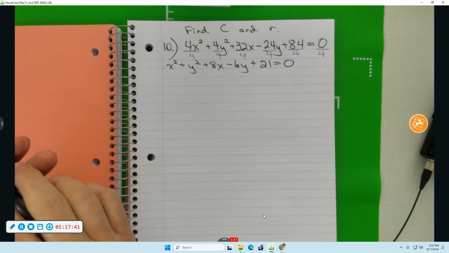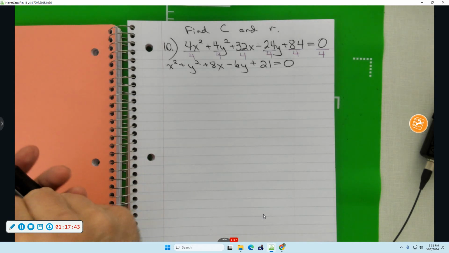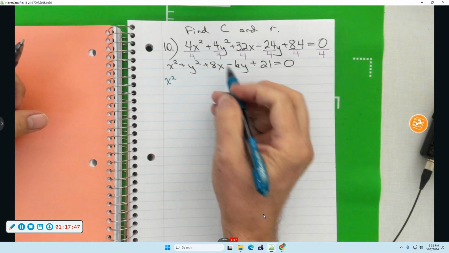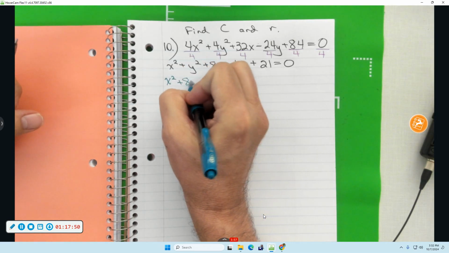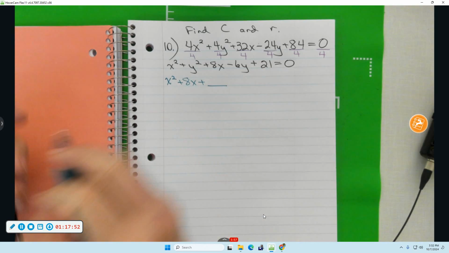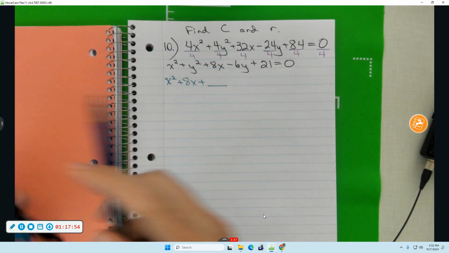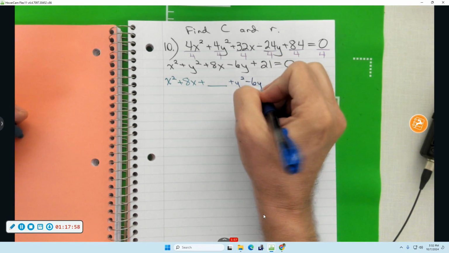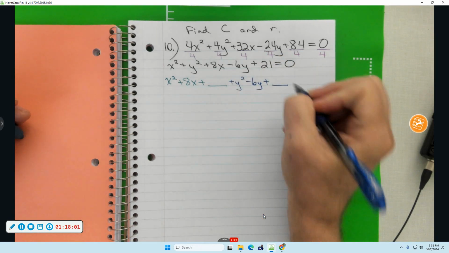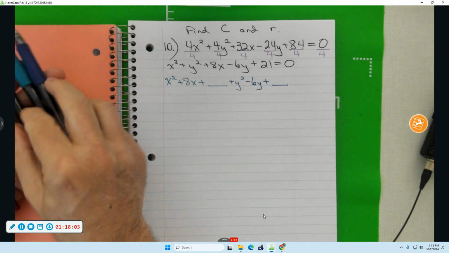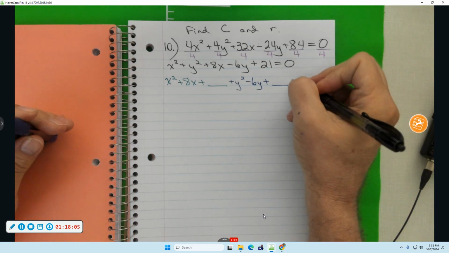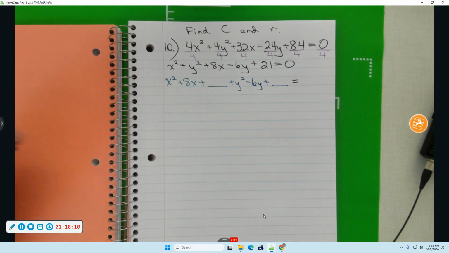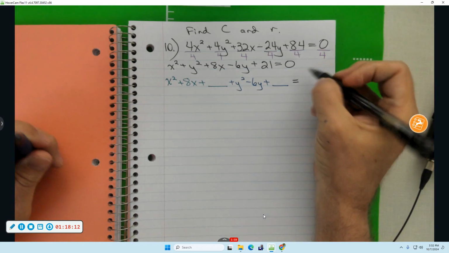So now we group our x terms together. We have an x squared plus an 8x plus, skip some space, plus you have a y squared minus 6y plus, skip some space. What are we going to have on the right side? Be careful. Negative 21.